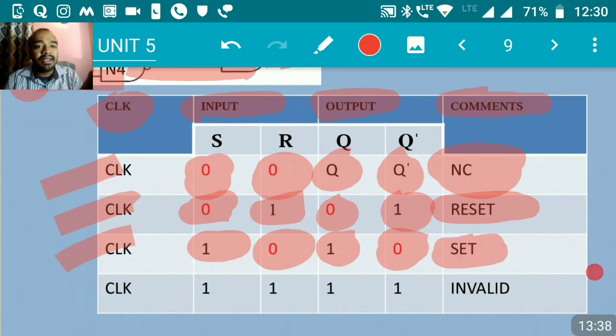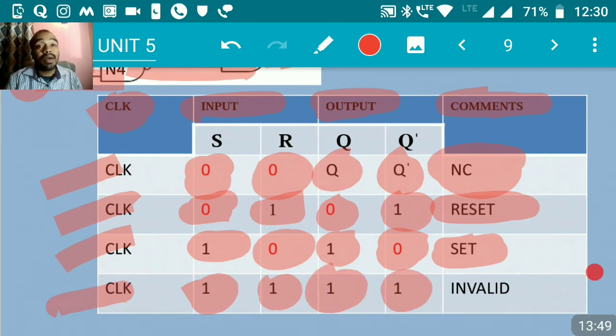Then in the next instance, when S is equal to 1 and R is equal to 1, after applying the clock pulse, Q will be equal to 1 and Q bar will be equal to 1, and this cannot happen because Q bar is the complement of Q. If Q is equal to 1, Q bar must be 0.